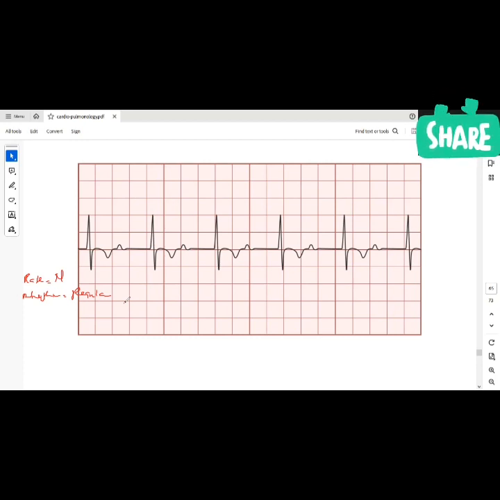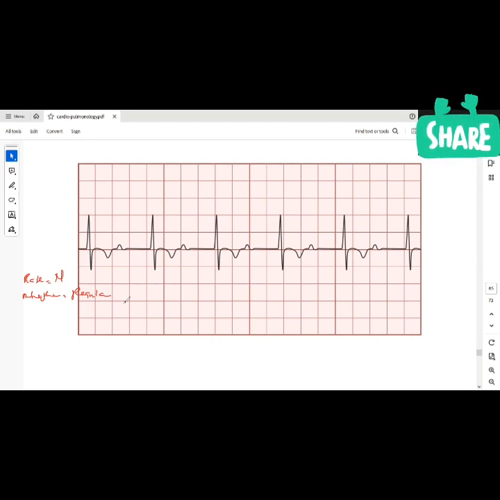Is it sinus or not? So is this sinus rhythm or not? Yeah, sinus. How do you know it's sinus? Yeah, that's what I'm checking. I want to check first, make sure. Yeah, it's sinus. How do you know? You have to make sure the P and then the Q, R, S, T follow.